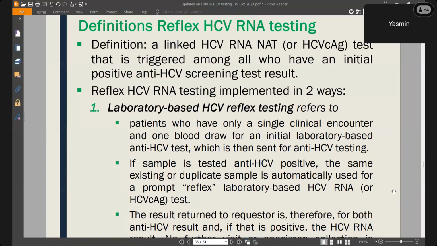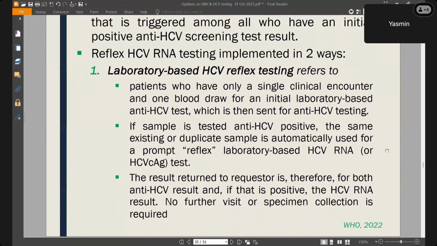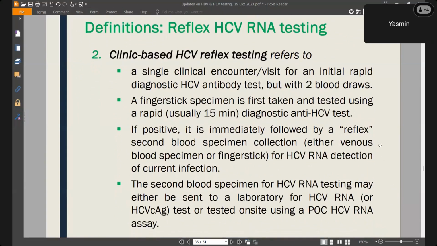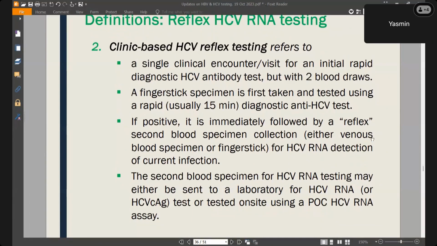These are just basically definitions. We can skip this slide, but just to say it's to do with a subsequent test on the same sample when the sample is anti-HCV antibody positive. Next slide. So it can either be lab-based or clinic-based. Next slide.